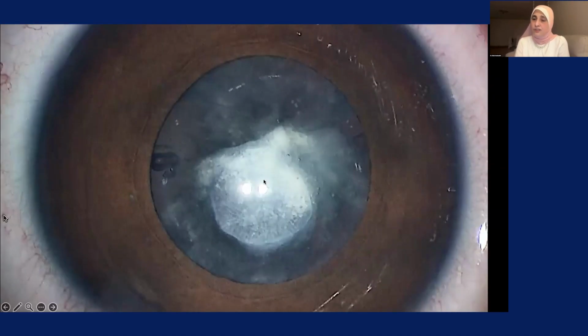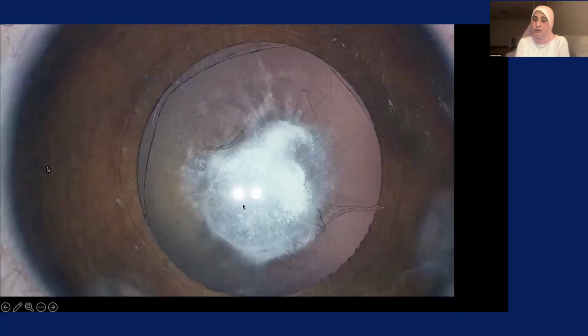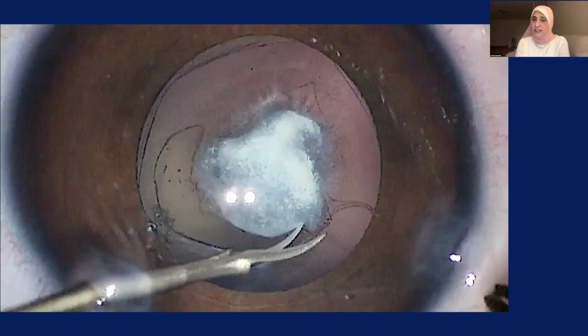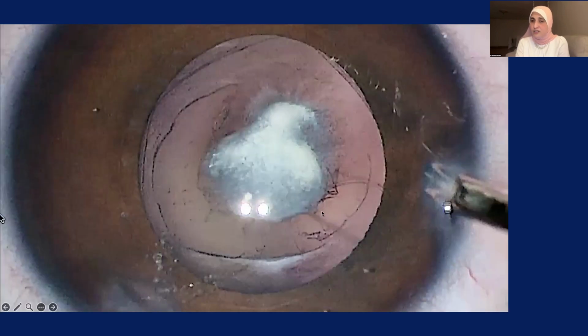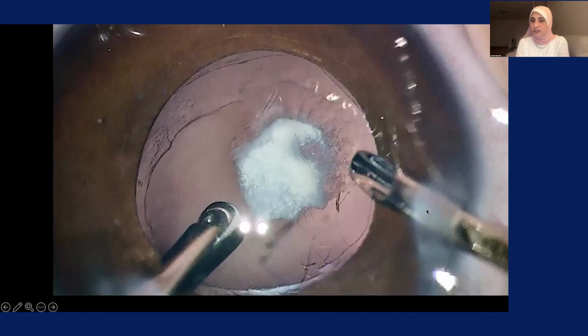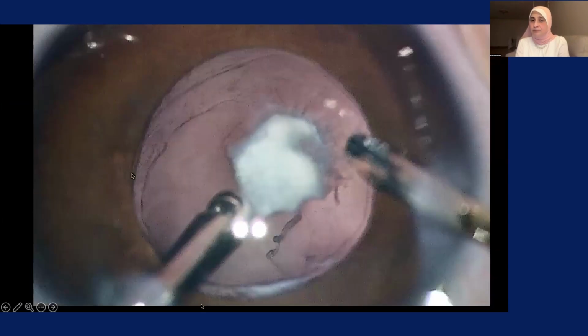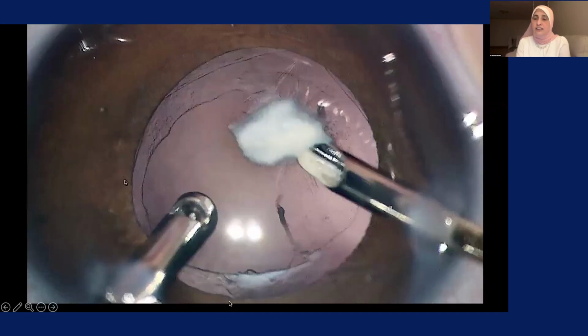The anterior and posterior capsule are adherent in the center of the lens. After irrigation aspiration and during cutting of the posterior capsule, this is the shadow of the hyaloid artery. Can you see this is the shadow of an empty hyaloid artery? Here, it is seen here, focusing on the hyaloid artery.